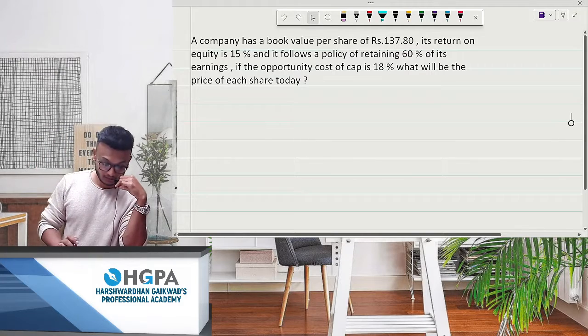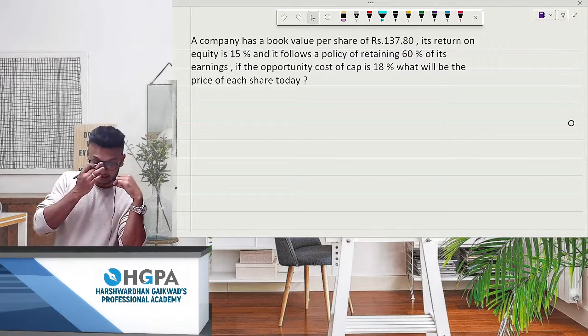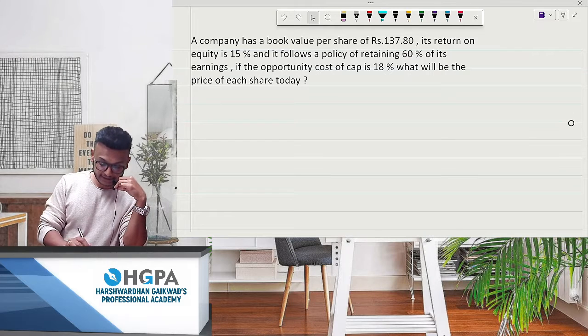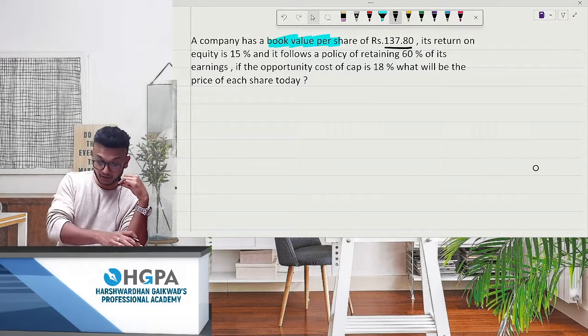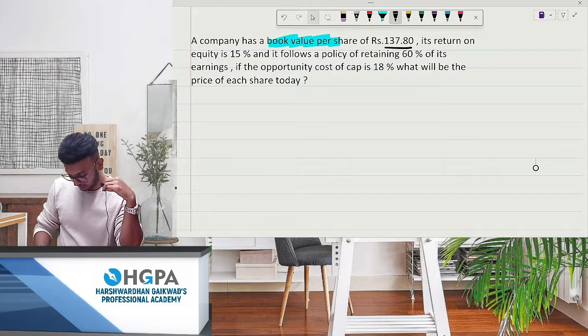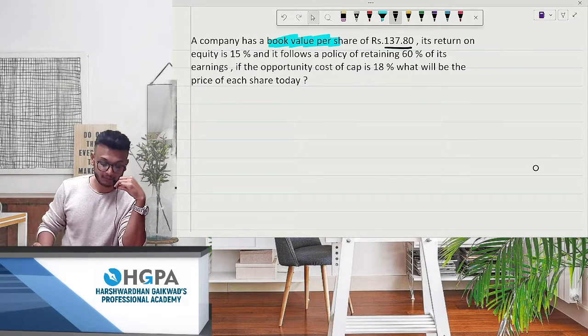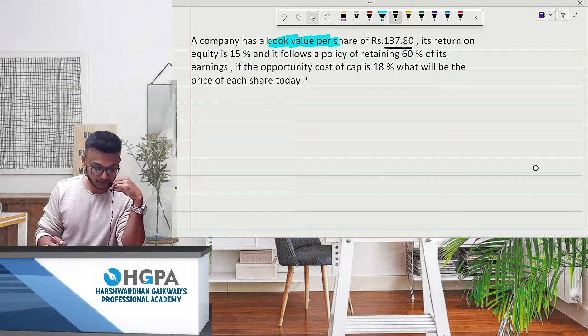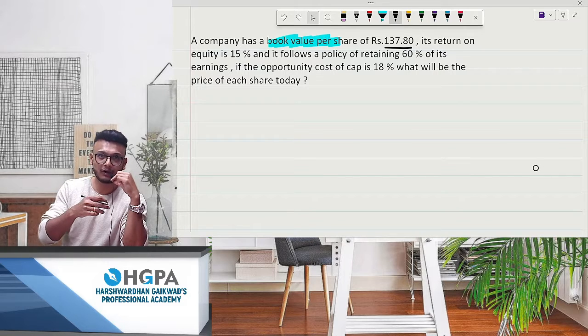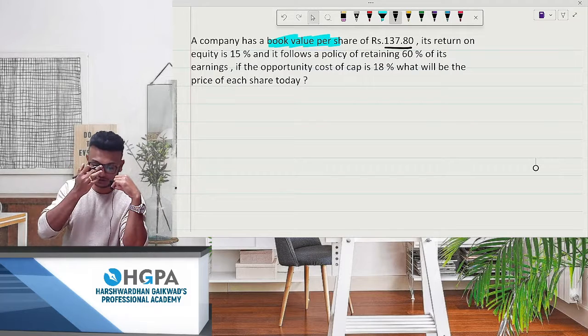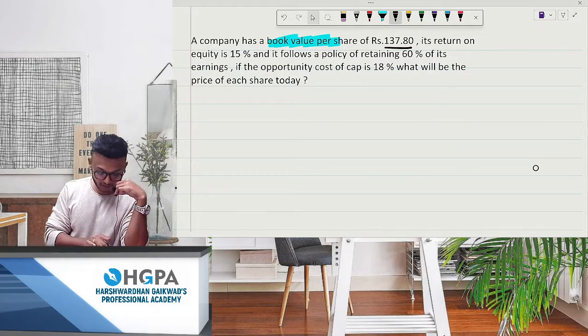Okay. A company has a book value per share of 137.80. You need to solve the sum before it comes in the examination, otherwise you don't understand it. Its return on equity is 15%. It follows a policy of retaining 60%. That's a retention ratio: out of 100 rupees, if I'm retaining 60, I'm giving out 40% as dividend. And the opportunity cost of capital is 18%. What will be the price of share today?